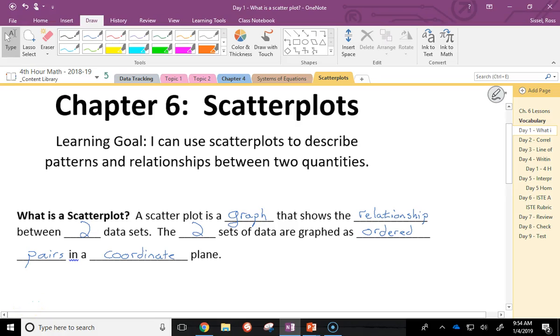Alright, so we started our whole chapter. We are on chapter 6, Scatterplots. Learning goal: I can use scatterplots to describe patterns of relationship between two quantities. And specifically today, your goal is that you can create a scatterplot.